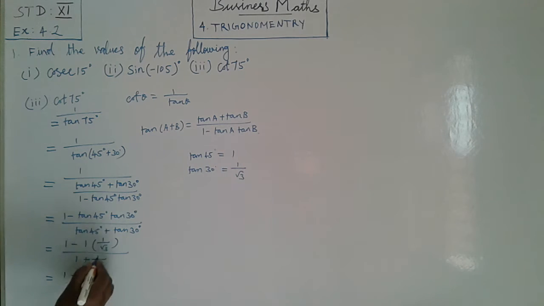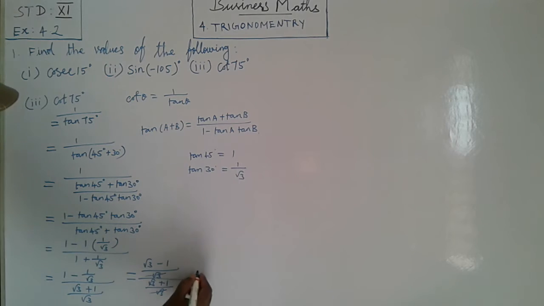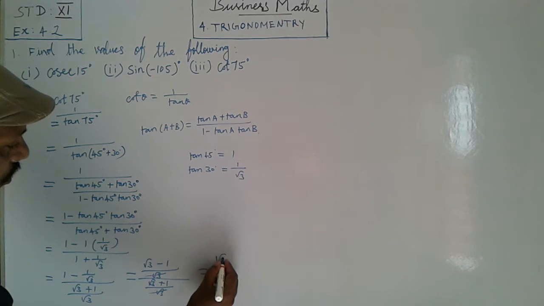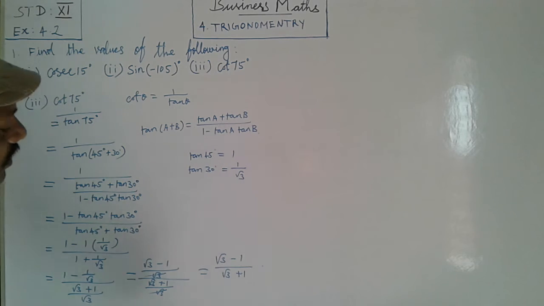1 minus 1 into 1 by root 3 is 1 by root 3. Take the LCM. Root 3 into 1 is root 3, plus 1, whole divided by root 3. So that is equal to, cross multiply here, root 3 minus 1 divided by root 3, whole divided by root 3 plus 1 divided by root 3. Root 3 cancels. So root 3 minus 1 divided by root 3 plus 1 is the answer.